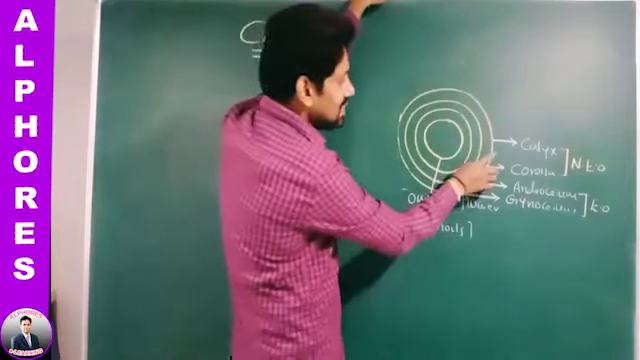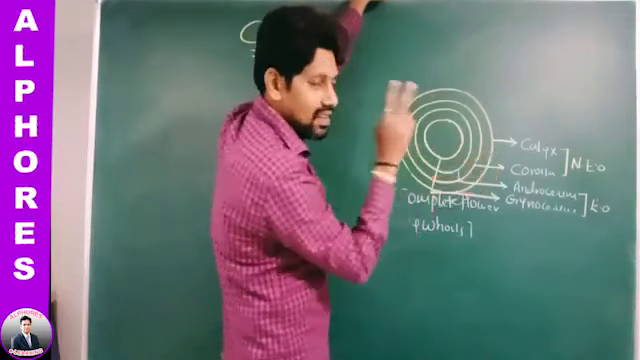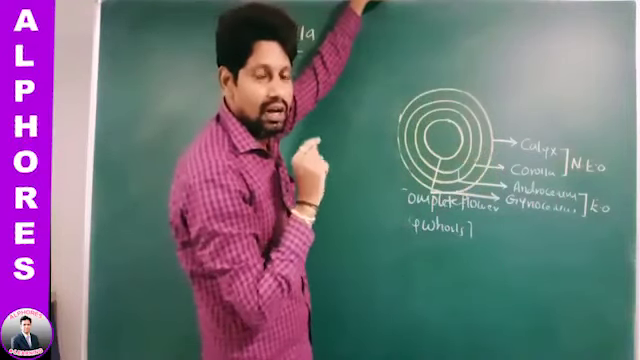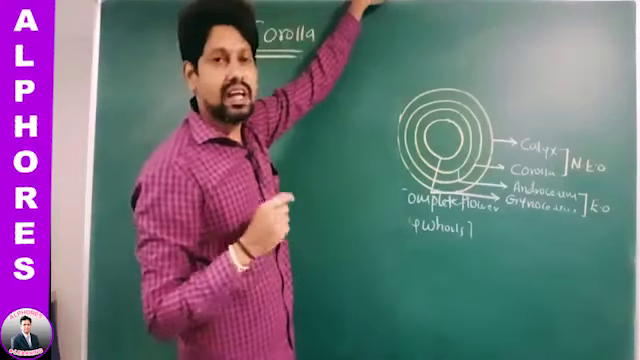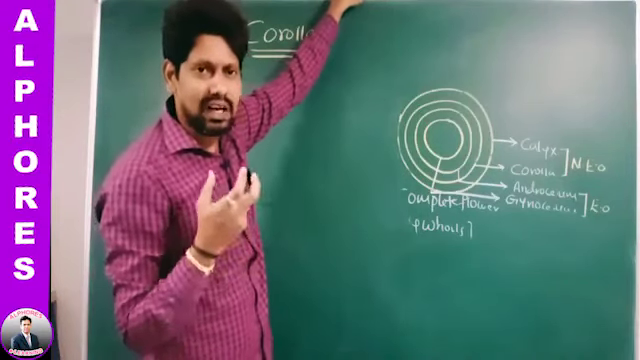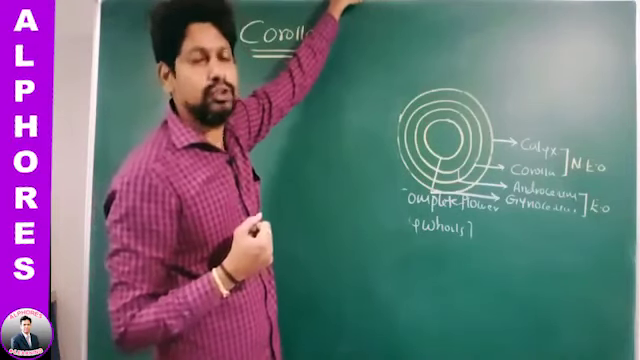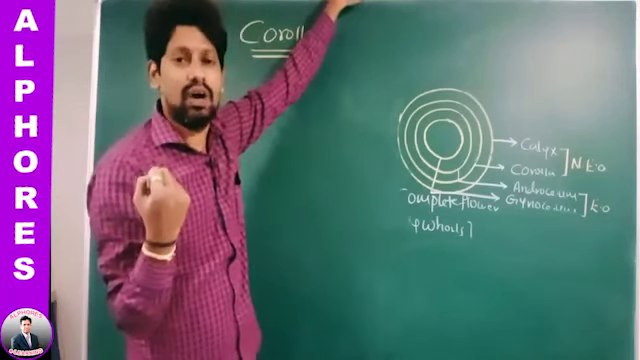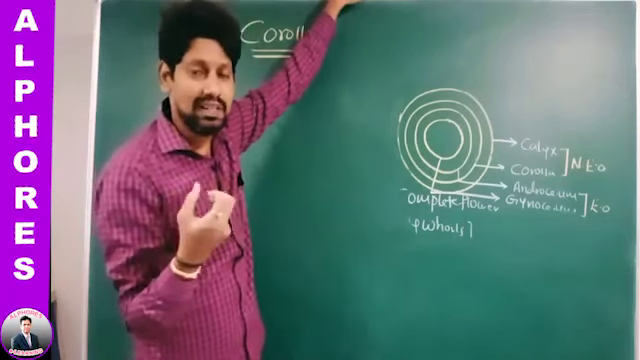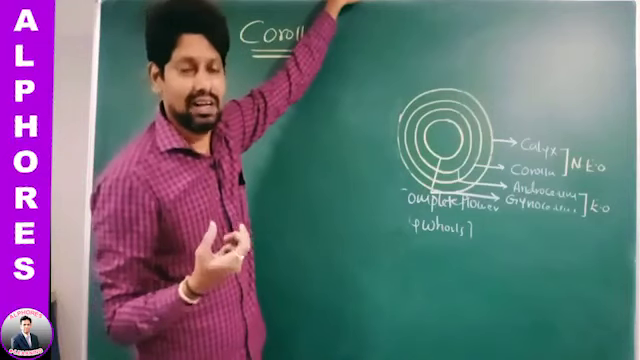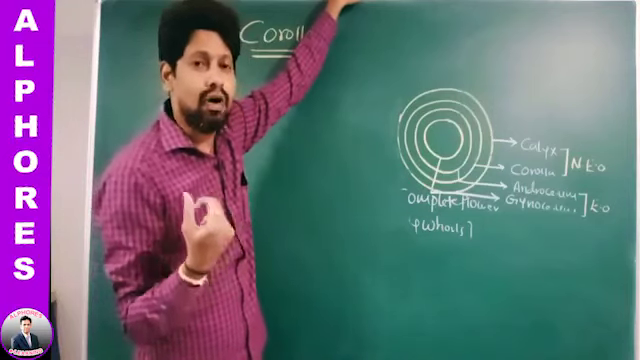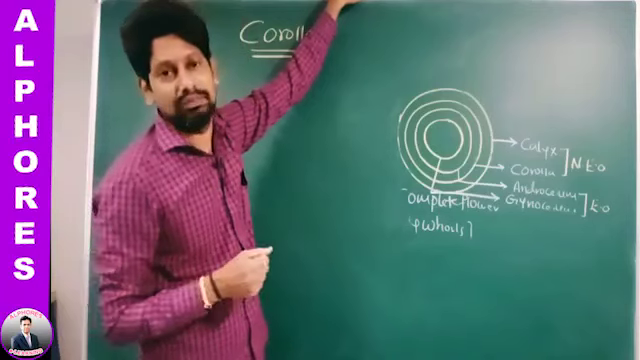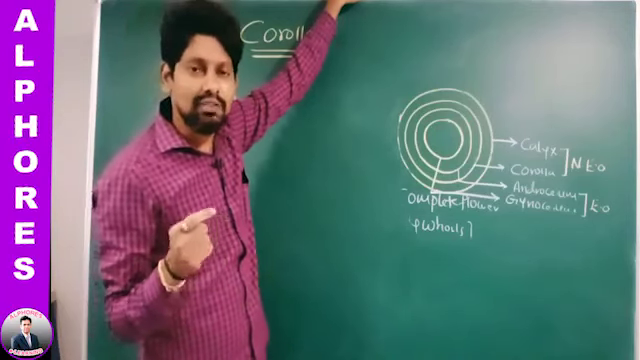Calyx is at the first node. Corolla is at the second node. This corolla is colorful due to the presence of pigments. So it attracts animals for pollination, cross-pollination.